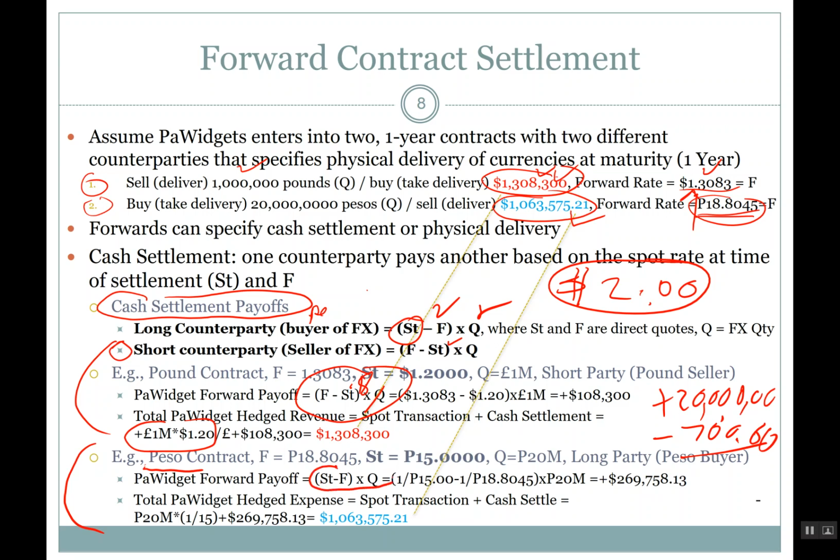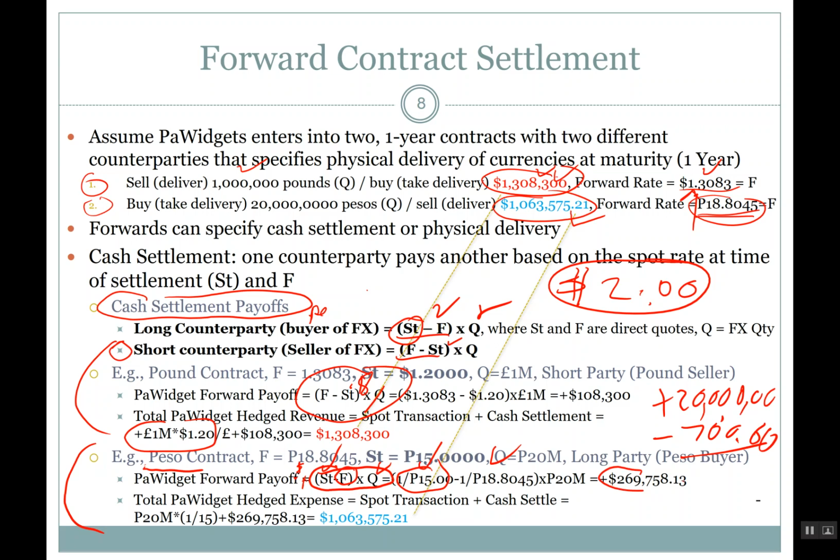So their payoff on their forward contract is this. Whatever the spot price turns out to be, by the way, it always has to be direct here, dollar over FX, dollar over pound or pesos, minus the forward price times the quantity. All right, so instead of F minus S_T, it's S_T minus F if you're the party buying the currency. Then take the difference in the exchange rate. So say the exchange rate turns out to be 15 and not 18.